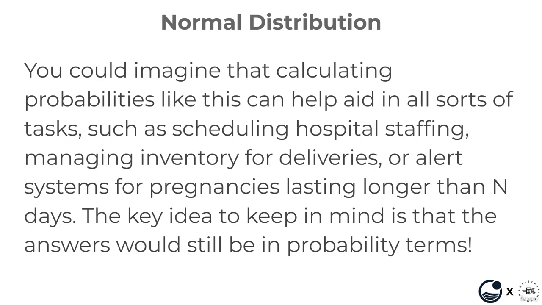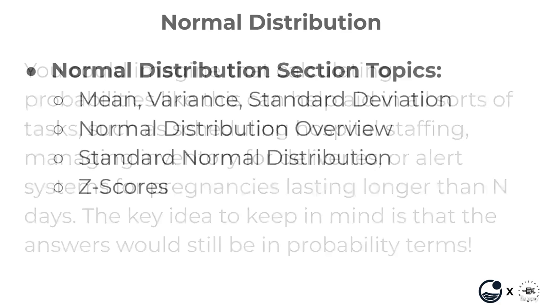So you can imagine that calculating that sort of probability can aid in all sorts of tasks, such as scheduling hospital staffing, managing inventory for deliveries, or alert systems for pregnancies lasting longer than n number of days. The key idea to keep in mind is that the answers would actually still be in probability terms. So you would get answers in the form of something like, there's a 10% chance that a pregnancy lasts longer than n number of days.